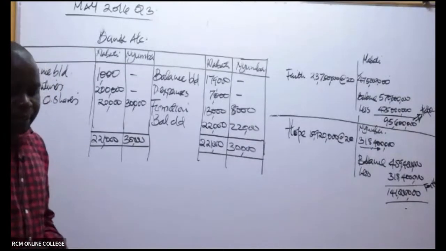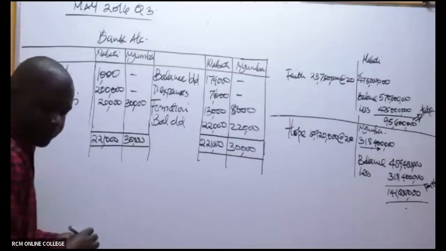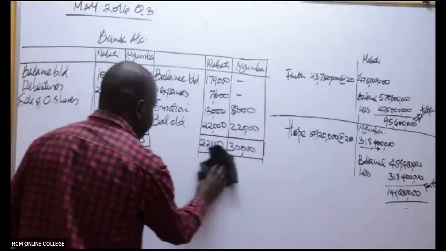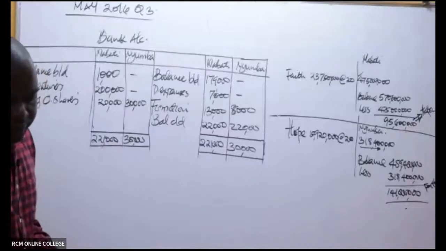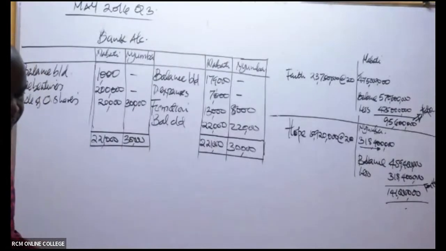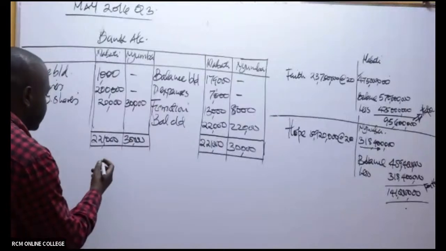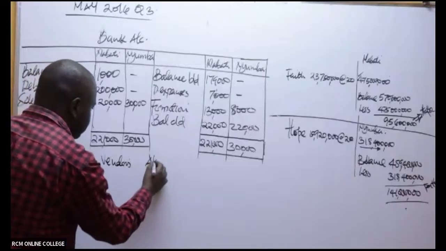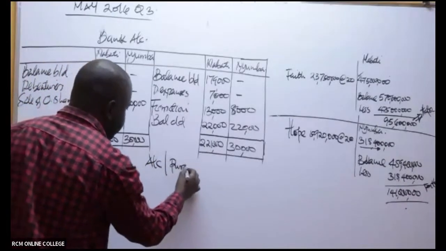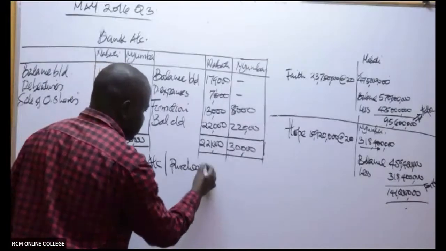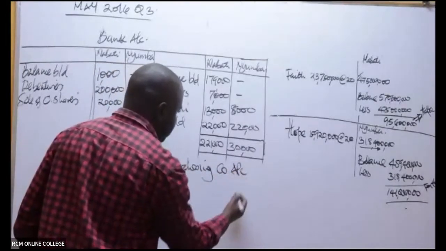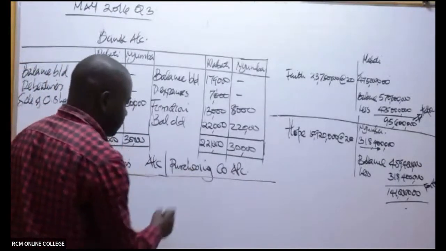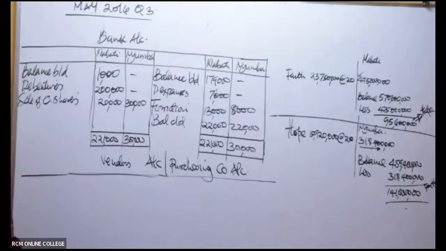So we can now, in this case, prepare the vendor's account. The vendor's account is the next one they were calling upon us to prepare. Or in this case, you can call it the purchasing company account.